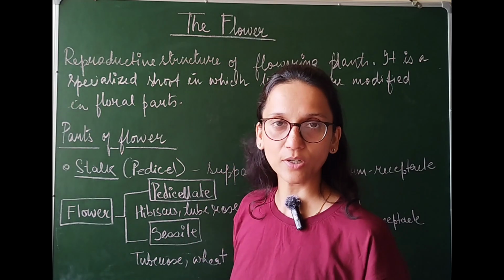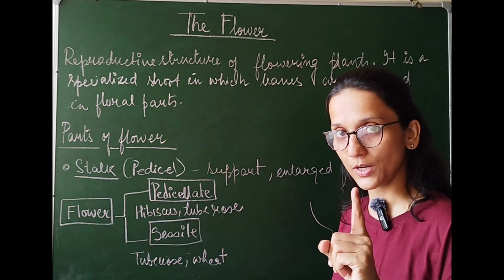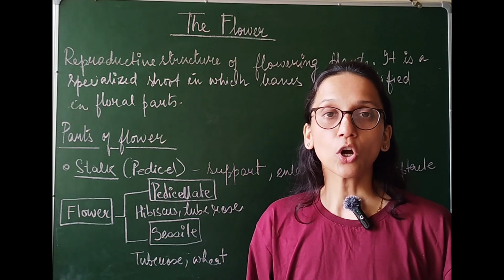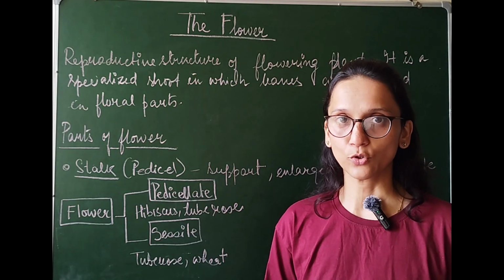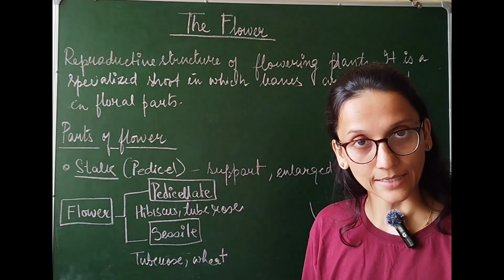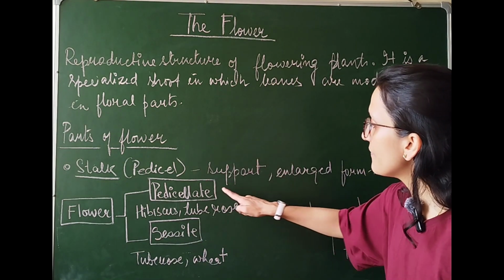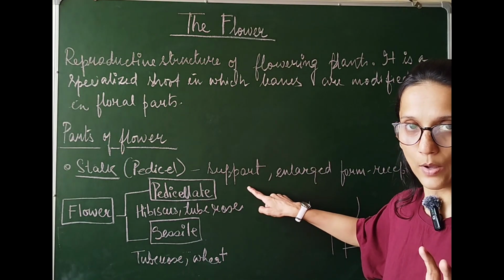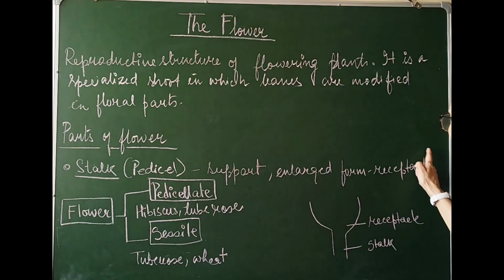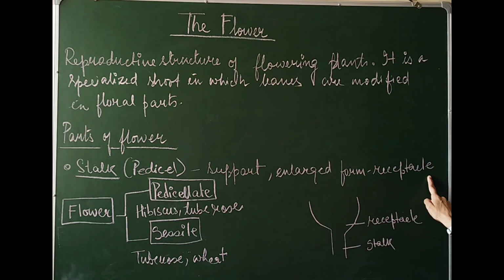जब भी हम किसी flower के structure के बारे में पढ़ते हैं, the first structure from the base that we come across is called the stalk. Stalk जिसके ऊपर flower sit करता है. So it is kind of a neck region. It is also known as pedicel. Remember one thing, its main function is to provide support to the flower, and it also gets enlarged sometimes to form a structure which is known as the receptacle.